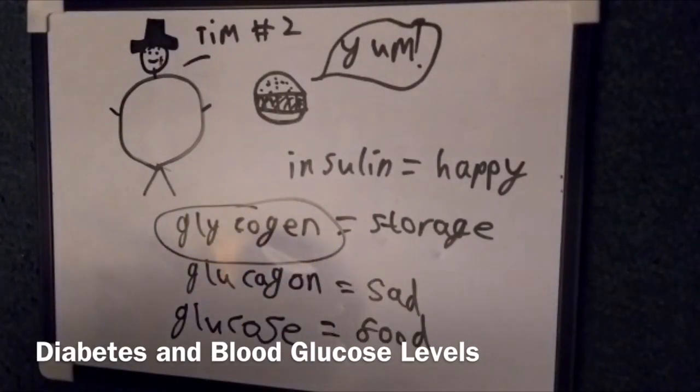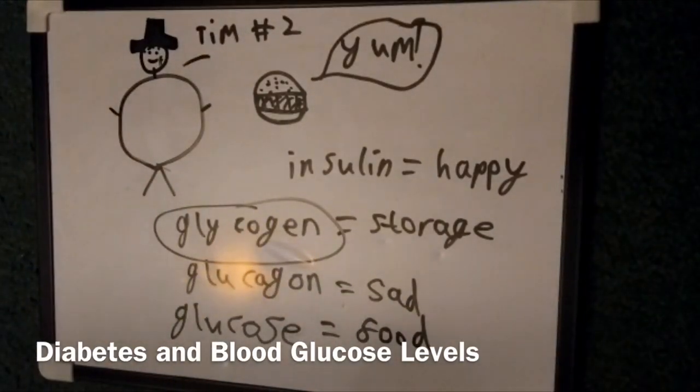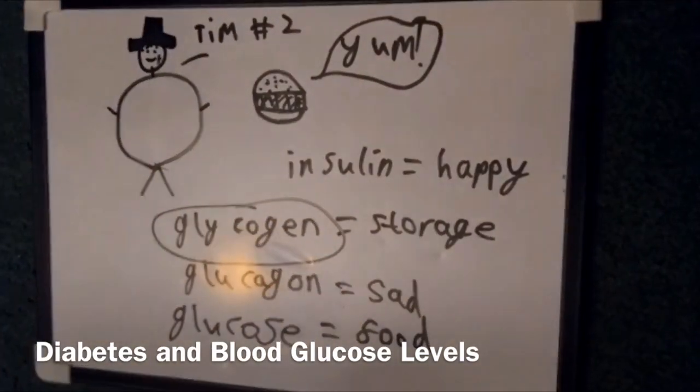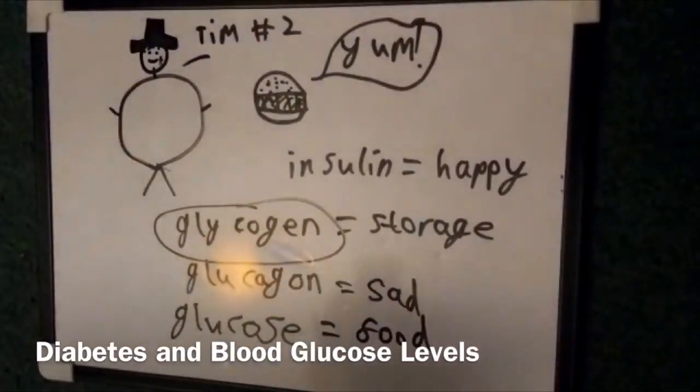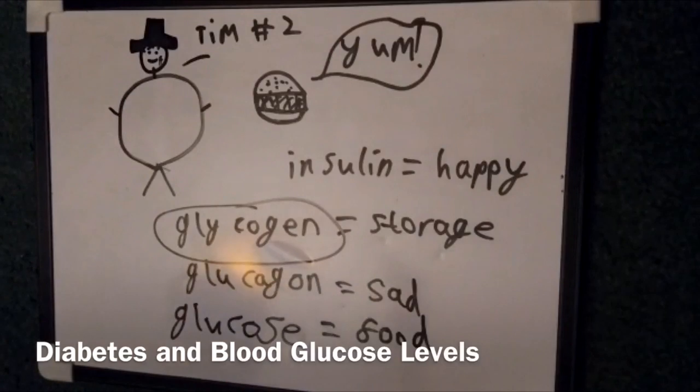Anyway, glucagon turning glycogen into glucose to be used is an example of a negative feedback loop, because there's two options. If there's too much glucose, it gets turned into storage. If there's not enough, the storage gets turned back into glucose.